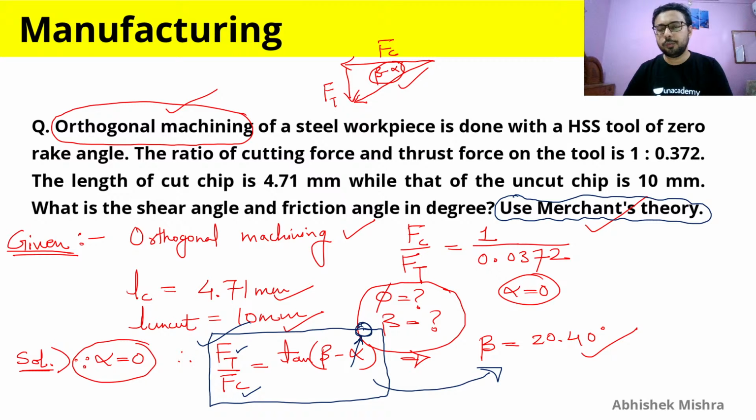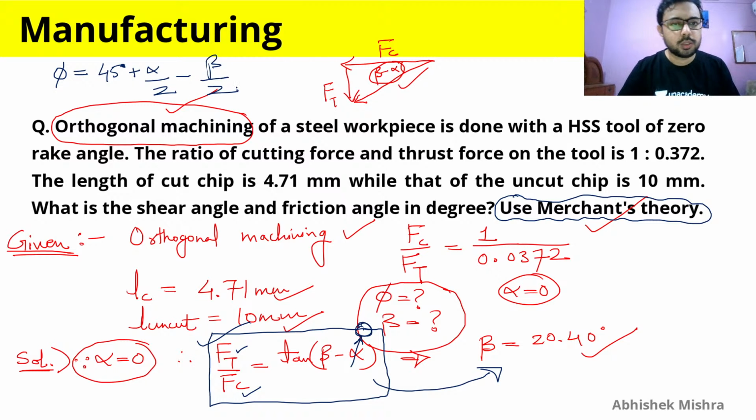Therefore, if we don't have any information available, then we will go with the Merchant theory. And what is the Merchant theory? Let me just write here. Merchant theory is you calculate shear angle as 45 degrees plus half of rake angle minus beta by 2, so half of the frictional angle.